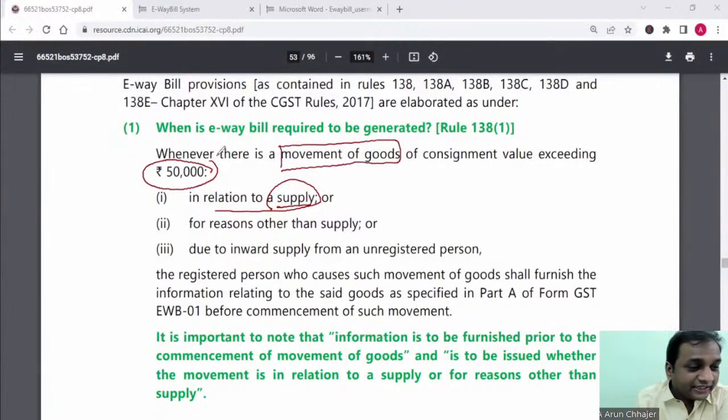Chaitanya, you cannot create the e-way bill for concept purpose. So you need a live user ID and password. There is no concept of a demo user ID and password wherein you can try.